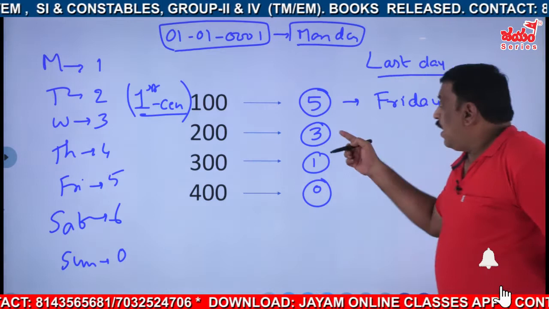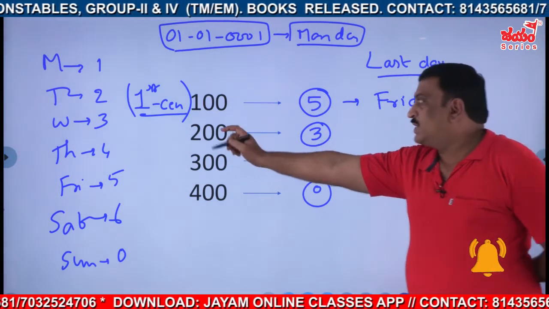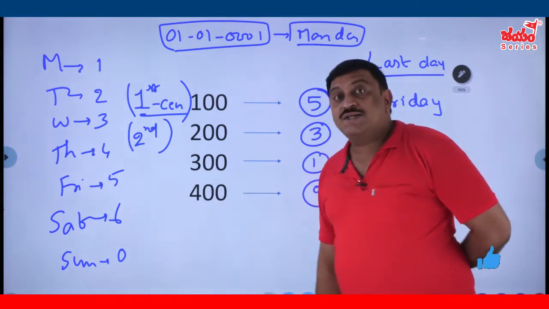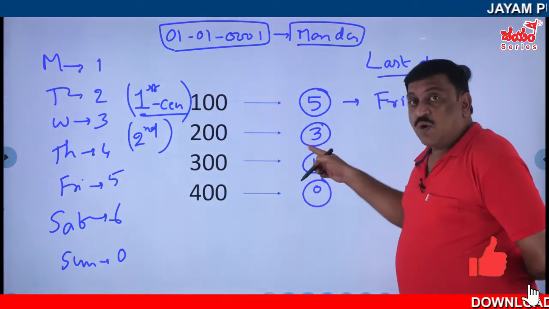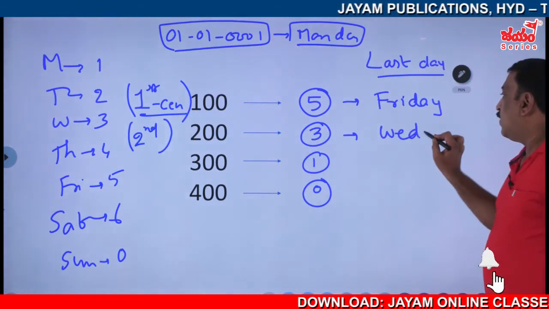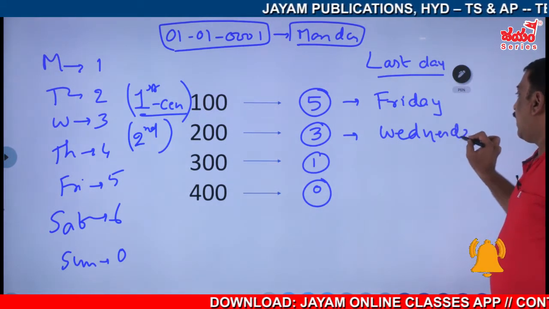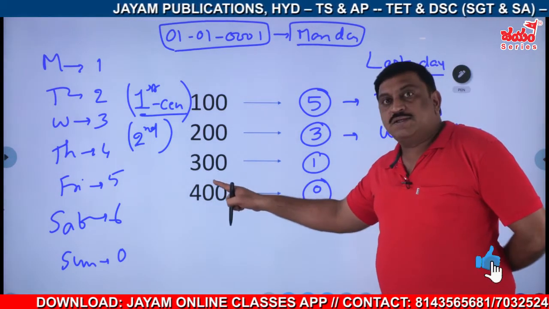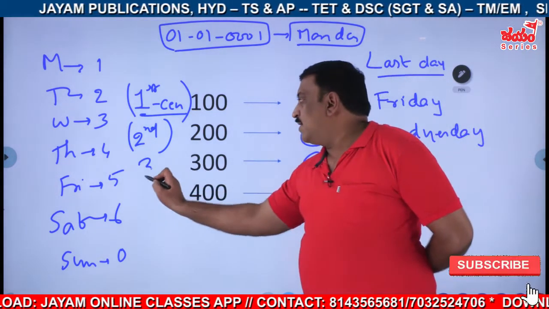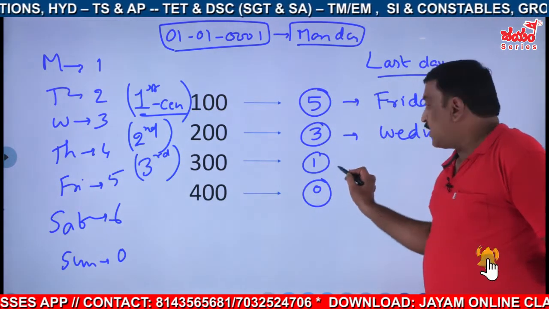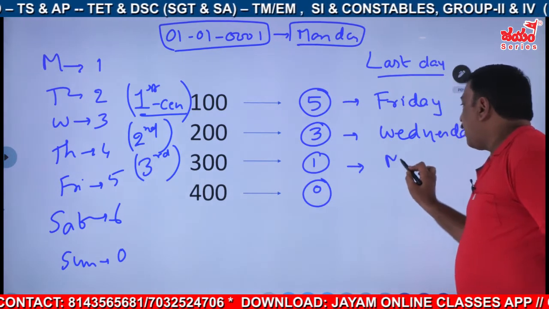Now the second century ends with what? 3 means it is Wednesday. Then 300 years, the third century, ends with 1, which means it is Monday.